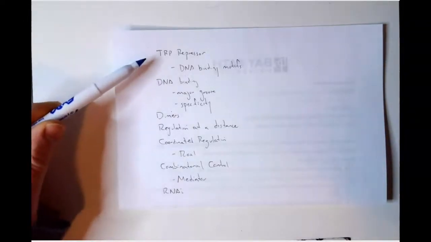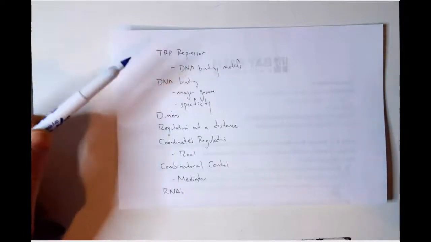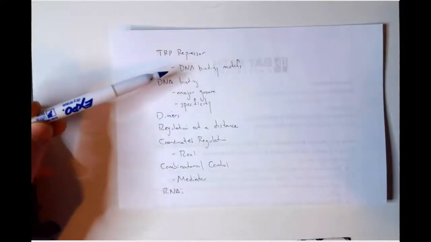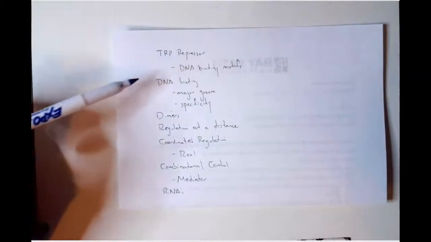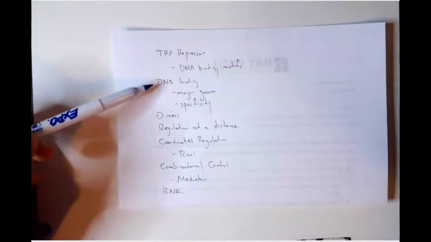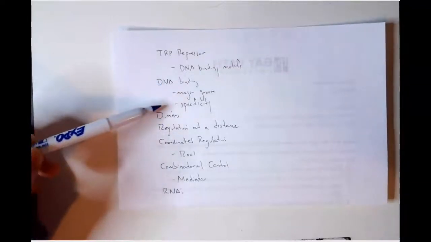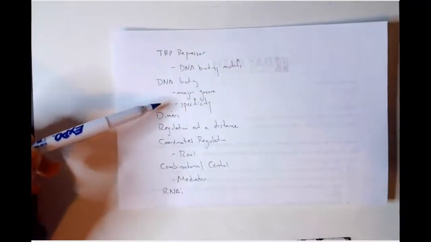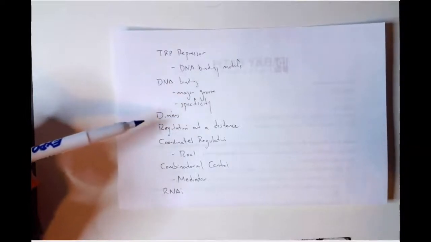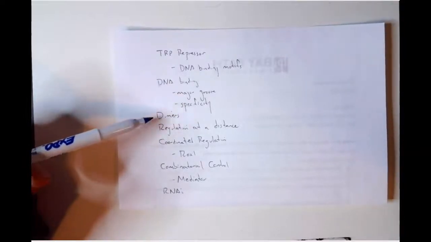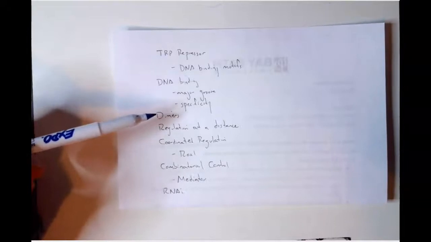So these are the topics that we're going to be talking about in today's review video. We've got the trip repressor. We'll use that as a small story, an example for a lot of DNA binding stories. We'll talk about DNA binding motifs quickly, and then how DNA binding proteins such as the trip repressor bind to DNA through the major groove, and that'll allow us to talk a little bit about specificity as well. We'll move on to just very quickly talk about dimers, homo and heterodimers, and how that relates to DNA binding.